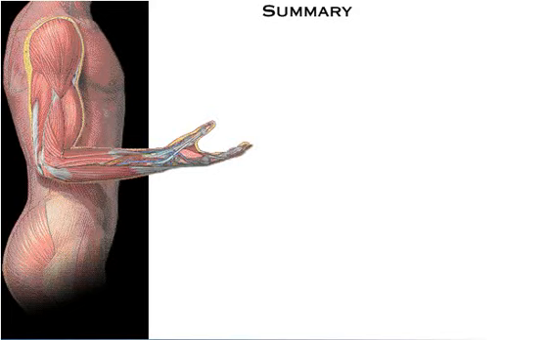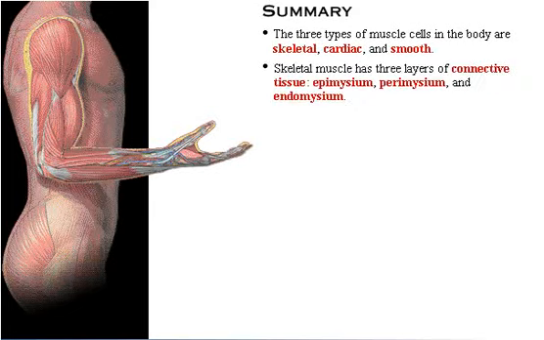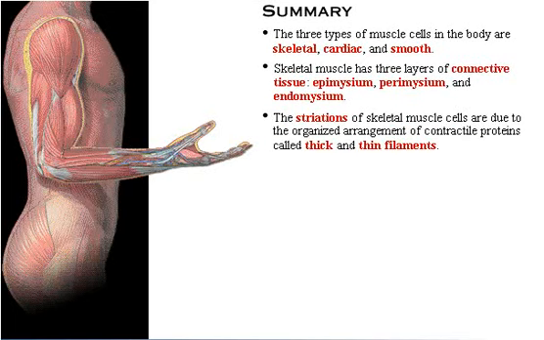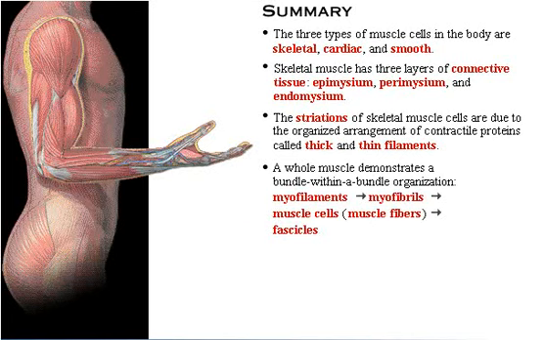Here's a summary of what we've covered. The three types of muscle cells in the body are skeletal, cardiac, and smooth. Skeletal muscle has three layers of connective tissue: epimysium, perimysium, and endomysium. The striations of skeletal muscle cells are due to the organized arrangement of contractile proteins called thick and thin filaments. A whole muscle demonstrates a bundle-within-a-bundle organization, from myofilaments to myofibrils to muscle cells to fascicles to the whole muscle. To test your knowledge, click the quiz button to go to the self-quiz.